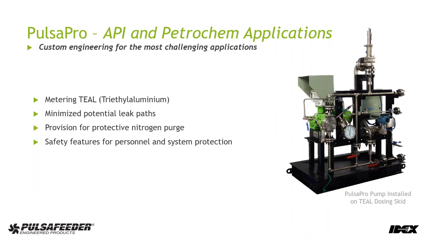One of my favorite challenging applications is a chemical called TEAL, or triethyl aluminum, that's used in the manufacture of polyethylene and polypropylene plastics. And not just because it's interesting to talk about, but it also speaks to PulsaPro's ability to handle hazardous chemicals.